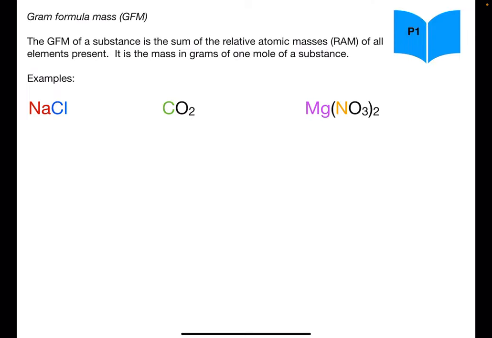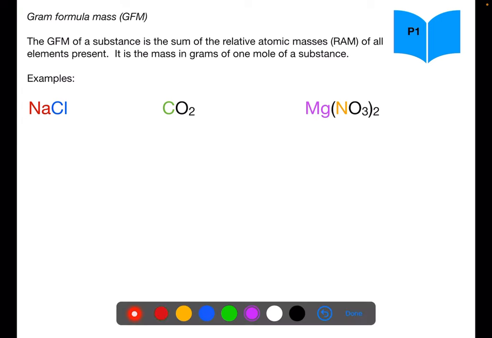Let's first look at gram formula mass. The gram formula mass of a substance is the sum of the relative atomic masses of all the elements present. You can find the relative atomic masses in your data book. It's the mass in grams of one mole of that substance.